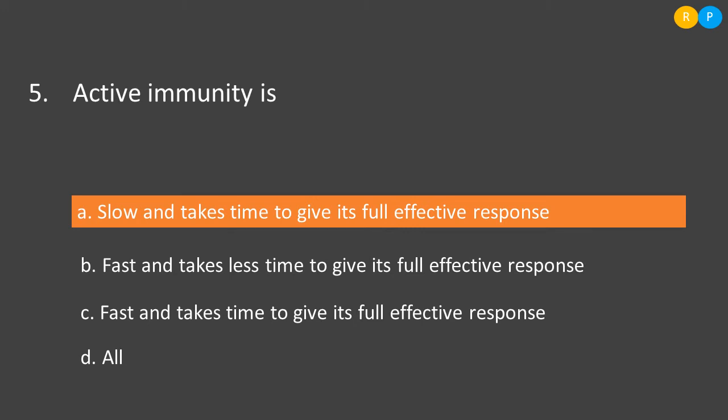So let's see the options. Option A, slow and takes time to give its full effective response. So the correct answer is option A, because active immunity is always slow in giving its full effective response. Option B, fast and takes less time to give its full effective response. So this is actually the character of passive immunity. Passive immunity is fast and it takes less time to give full effective response. Then option C, fast and takes time to give its full effective response. So active immunity is always slow. So the correct answer here is option A.